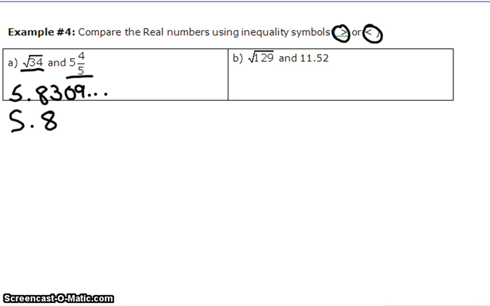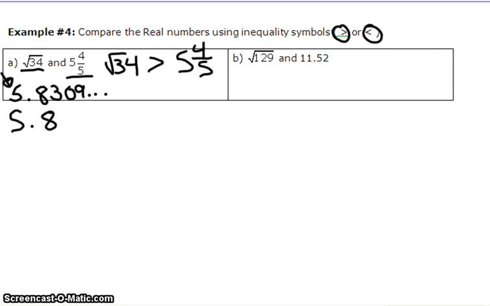If I look at these two numbers, which one is larger? Well, the 5.8309. So to actually write my answer to say which one is larger, I'm going to use an inequality sign. I'm going to use the square root of 34 and 5 4/5. I want to put them back into the form they were originally in. And I'm going to use a greater than symbol because the square root of 34 is bigger than 5 4/5.